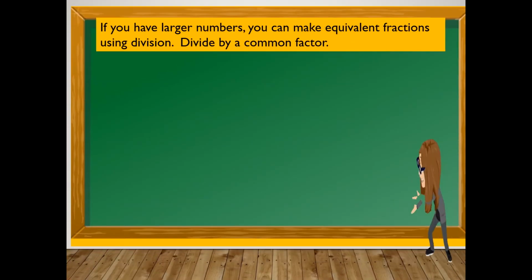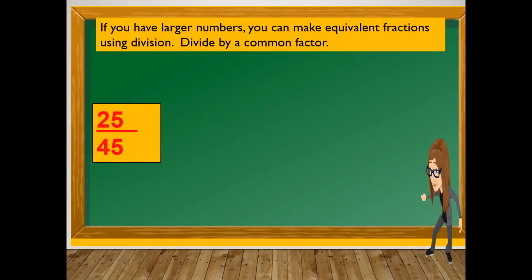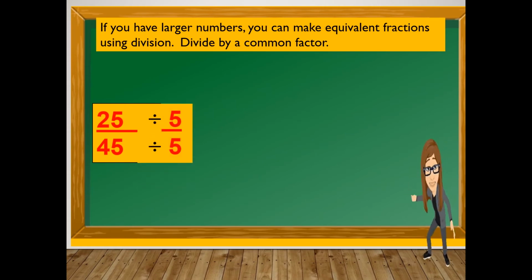Okay class, if you have larger numbers, you can make equivalent fractions using division. Divide by a common factor. For example, 25 over 45. We can divide it by 5. How did we arrive at the divisor of 5? Of course, we need to get the common factor. So, what is the common factor for 25 and 45?